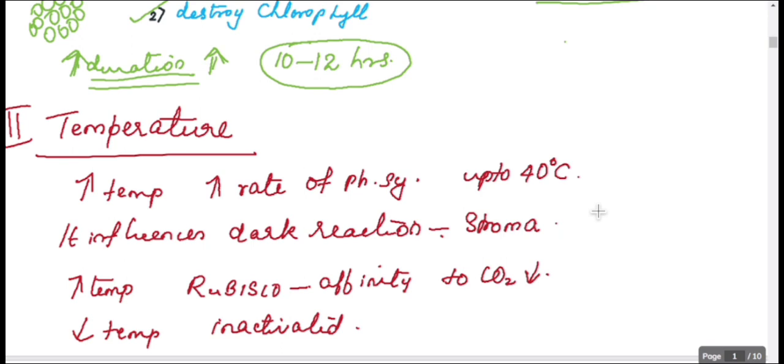Enzymes like Rubisco have both oxygenation as well as carboxylation reaction catalyzing activity. So if temperature is high, the affinity for carbon dioxide will reduce, and as a result, instead of carboxylation, oxygenation will happen, that can lead to photorespiration or C2 cycle. At the same time, if the temperature goes very low, we know that the enzymes become inactivated.